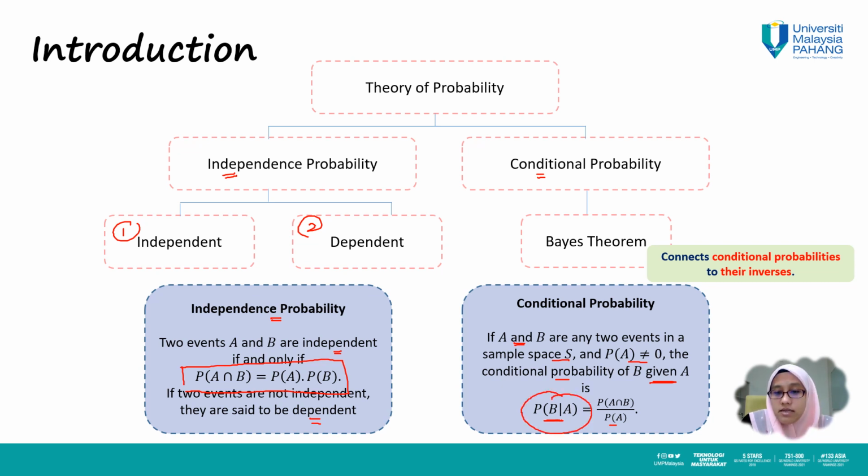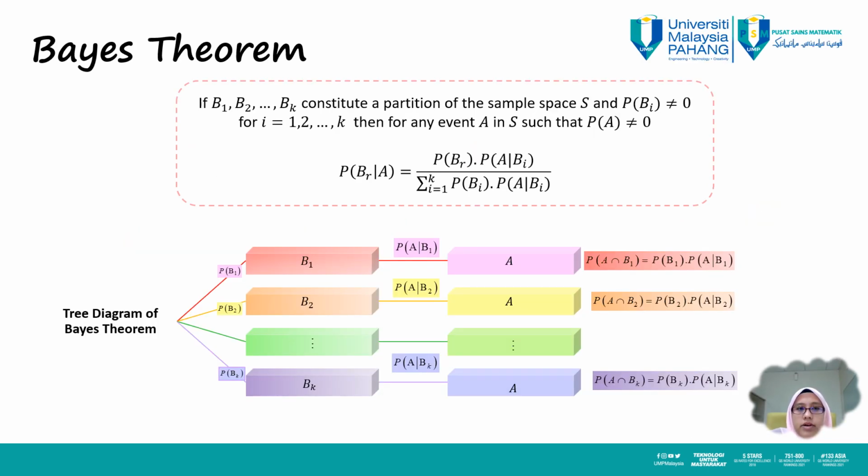Under conditional probability, we have Bayes theorem. So what is Bayes theorem? Bayes theorem connects conditional probabilities to their inverse. For conditional probability, we are going to find probability of B given A. But for Bayes theorem, it is the inverse. That means we are going to find probability of A given B. Alright, so this is about Bayes theorem.